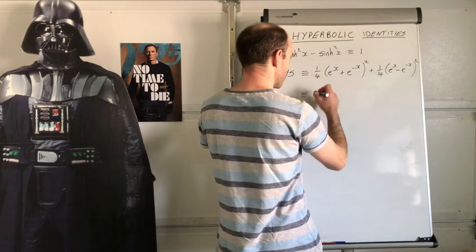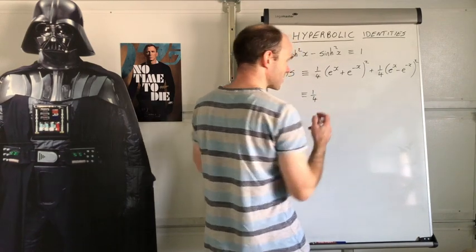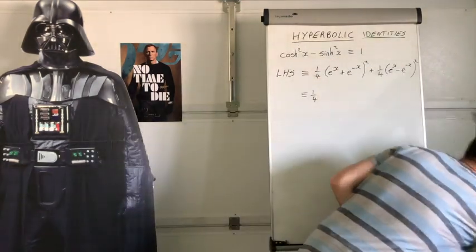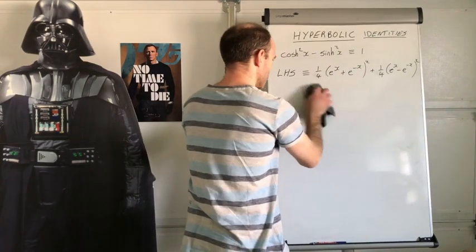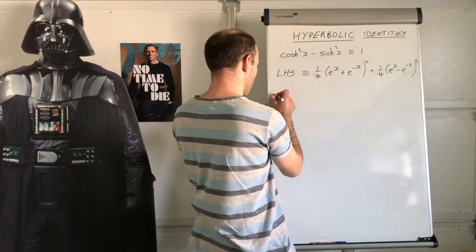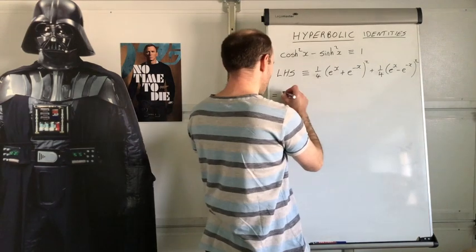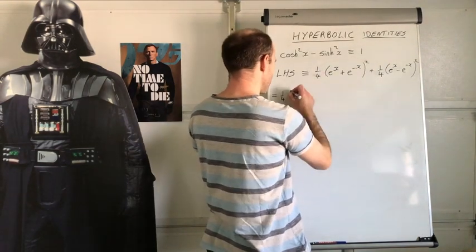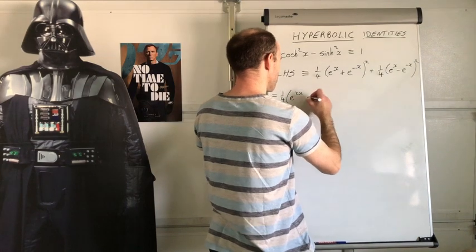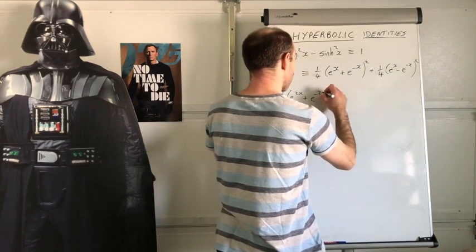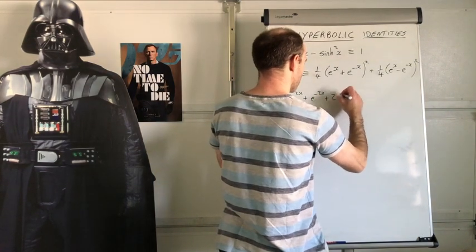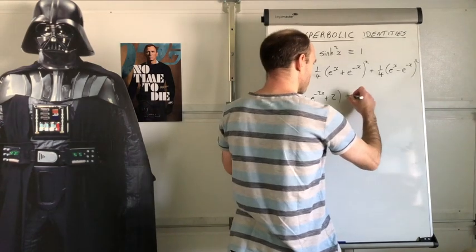So we're going to have 1/4. Actually, I might not be able to fit all this on one line. So you know what I'm going to do? I'm going to just go in here. I'm done with the identity sign, hope you don't mind. So 1/4, and then this one is going to be e to the 2x plus e to the negative 2x plus 2. Happy with that? I'm so glad you said yes.